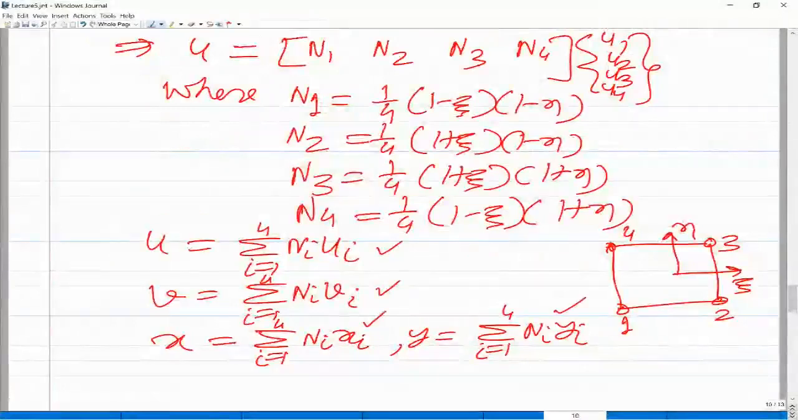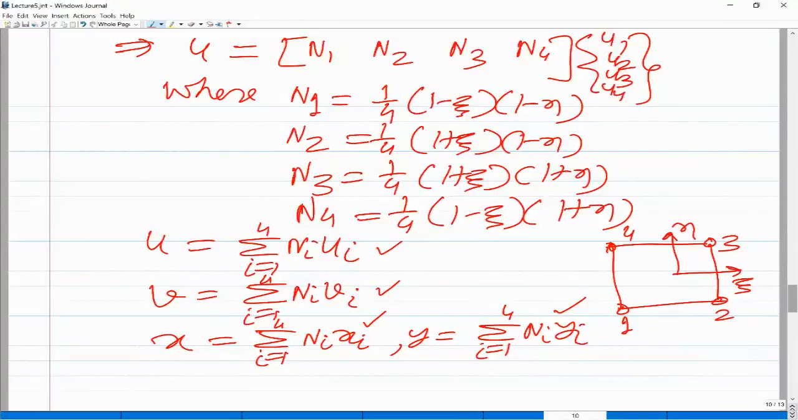So the same shape functions are going to be used for u, v, x, and y. Yes, for x and y also it is going to be the same. Of course, this is isoparametric formulation. If we are using subparametric or superparametric formulation, then the shape functions for x, y would be different from the shape functions for u and v.